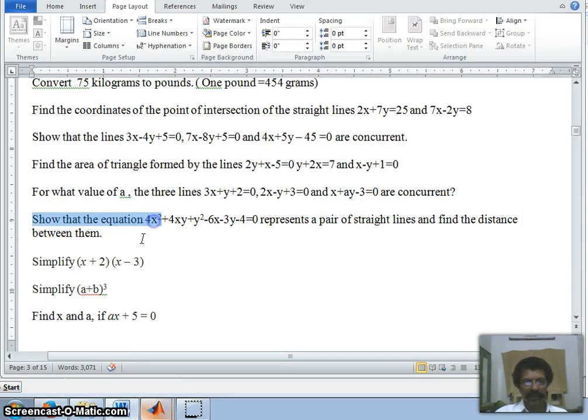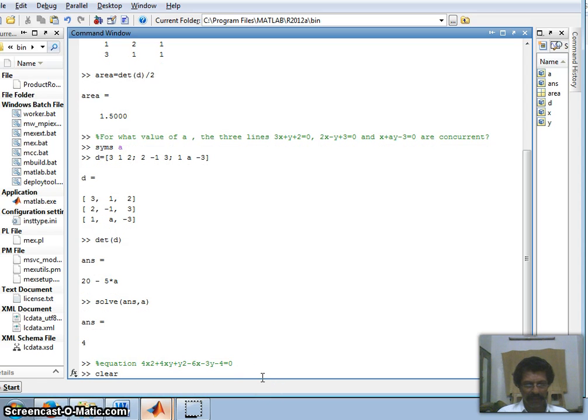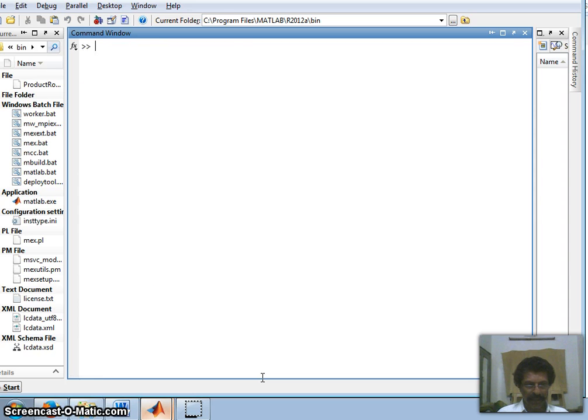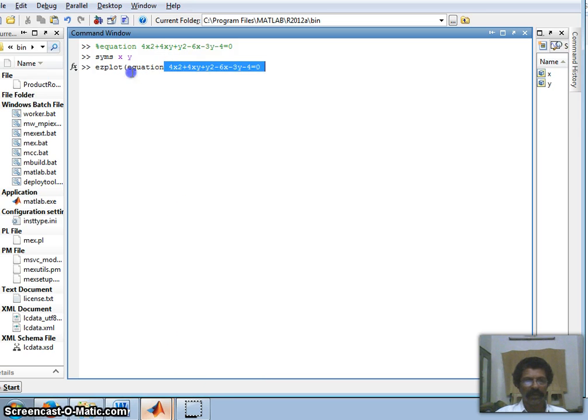The next one: show that the equation 4x square represents a pair of straight lines. So let us see whether it forms straight lines or not. I put a comment and paste it so that it will not give me an error. I clear all the variables and clear the command window. Now first I declare symbols x and y. Now I use ezplot, and my equation is this one.